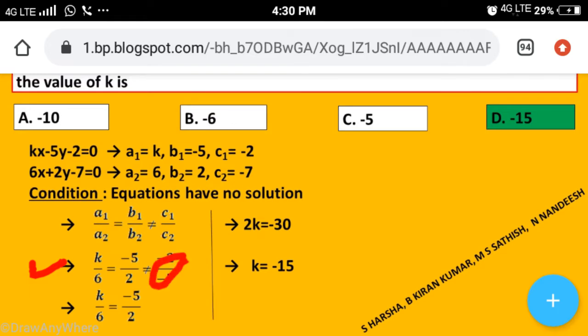So we will neglect the third part, and only consider the first two, that is k by 6 equals minus 5 by 2. When we cross multiply this, it becomes 2k equals minus 30, and the k value becomes minus 30 by 2, that is minus 15. So option D is the correct answer.